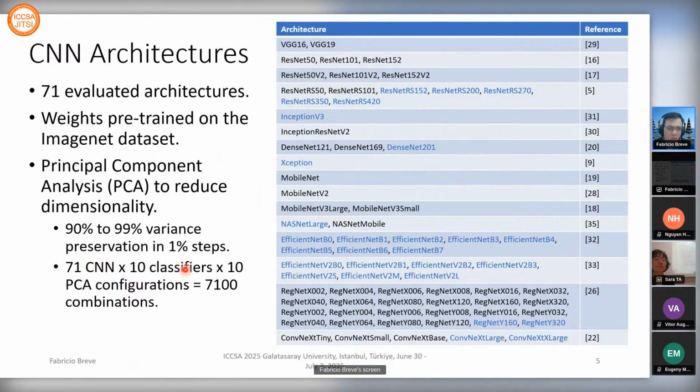So there's a total of 7,100 combinations. It's a huge amount of combinations of convolutional neural networks and classifiers. Those in blue here were only tested on the smaller data set due to some memory restrictions on the machine she was running the experiment. So for the first data set, all of these networks were used, and for the second data set, only the ones in black.